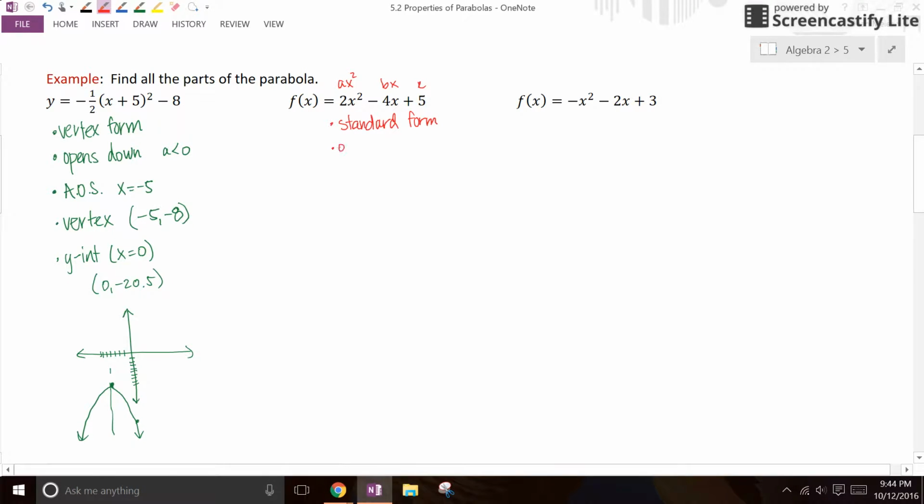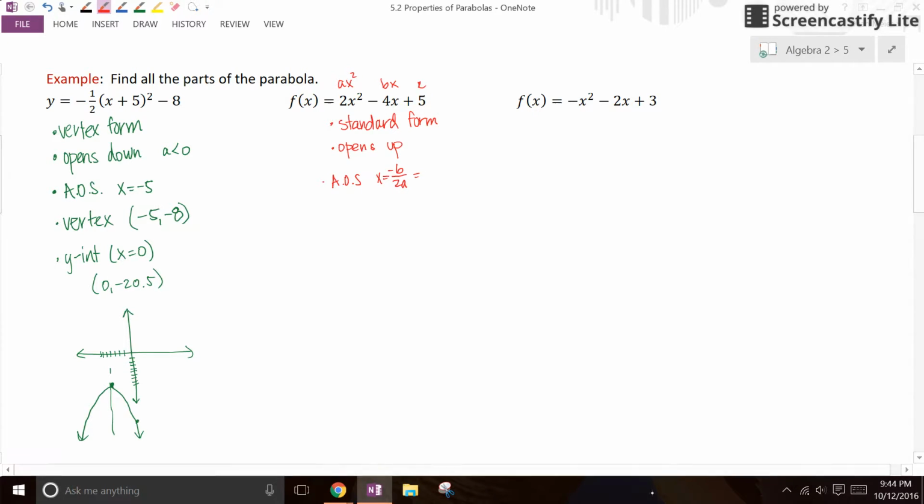I can tell you it opens up. This opens up because a is greater than 0, so it's positive, in other words. I can find the axis of symmetry. The axis of symmetry is x is equal to the opposite of b over 2a.